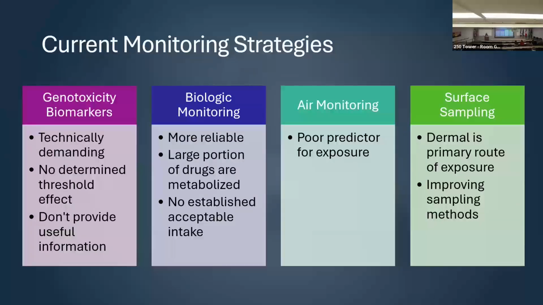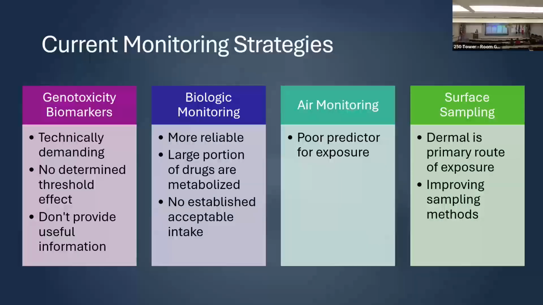Some of the current monitoring strategies outlined in this article are genotoxicity biomarkers. The article doesn't do a good job of explaining exactly what that means, but it does explain that it's technically demanding. There isn't really a threshold effect for how many genotoxic biomarkers you have to have until you have a health effect, and it doesn't really provide useful information when you're trying to protect your employees.